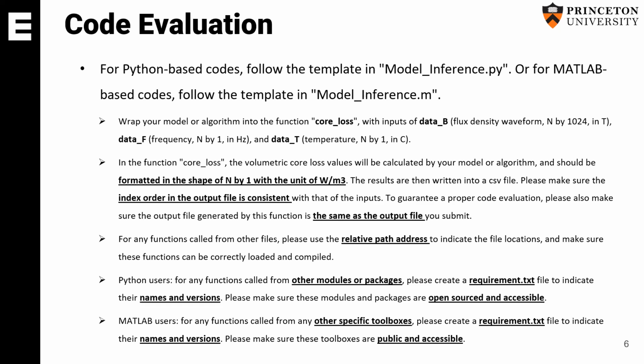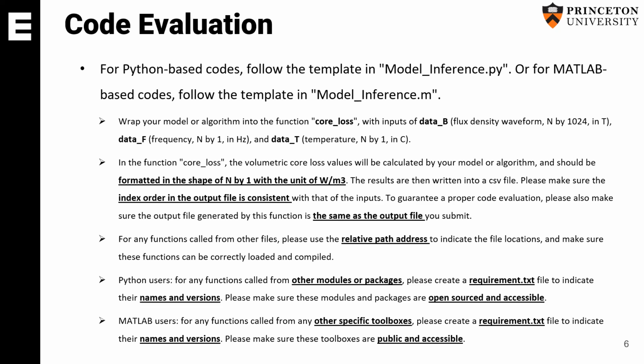And also to guarantee a proper code evaluation, please also make sure that when we run this colors code, the generated file is the same as the one that you submitted, so that we can make sure that all the results are correct. And as for more details, in any case, when you have any functions called from other files, please try to use the relative path address whenever possible to indicate the file locations, so that we can easily load and compile all of the code.